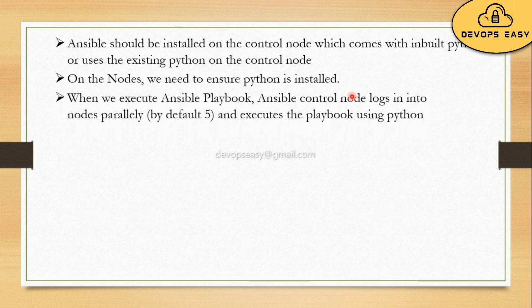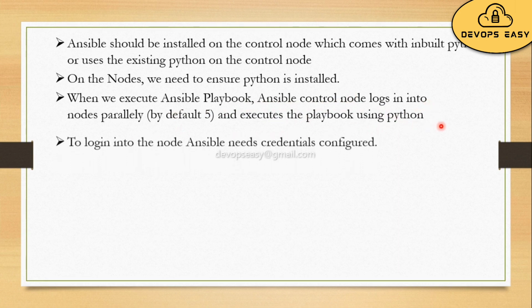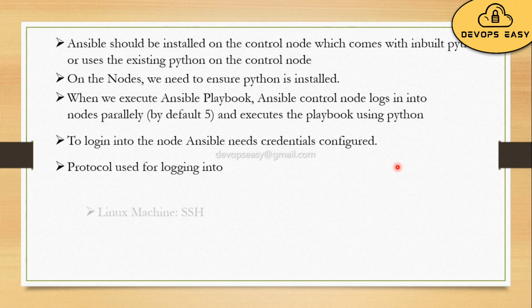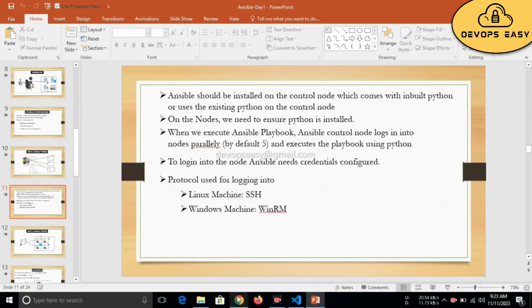But yesterday we saw that in Ubuntu, Python is installed by default. When we execute an Ansible playbook, the Ansible control node will log into the node and execute the playbook. To log into the node, Ansible needs our credentials. So how will Ansible log into the node? Using SSH if it is Linux, and WinRM if it is Windows. Just a moment.